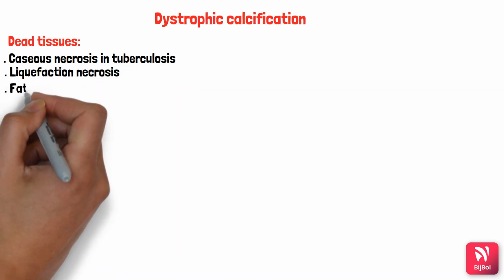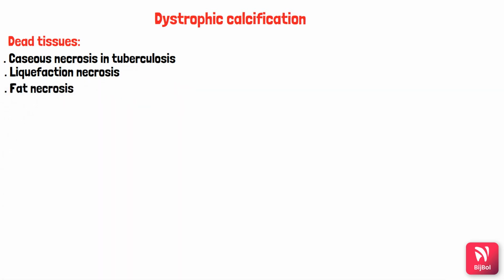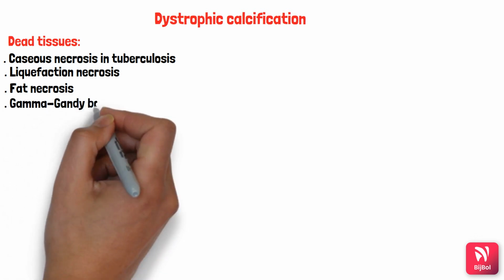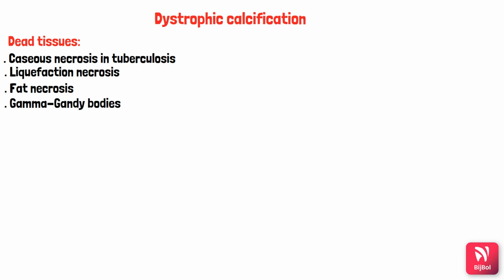Okay. And like in caseous necrosis, it will even occur in liquefaction necrosis as well as fat necrosis. So liquefaction necrosis in chronic abscesses, whereas fat necrosis in acute pancreatitis cases, we'll see calcification. Next is Gamna-Gandy bodies, which are nothing but calcified bodies seen in case of chronic venous congestion.